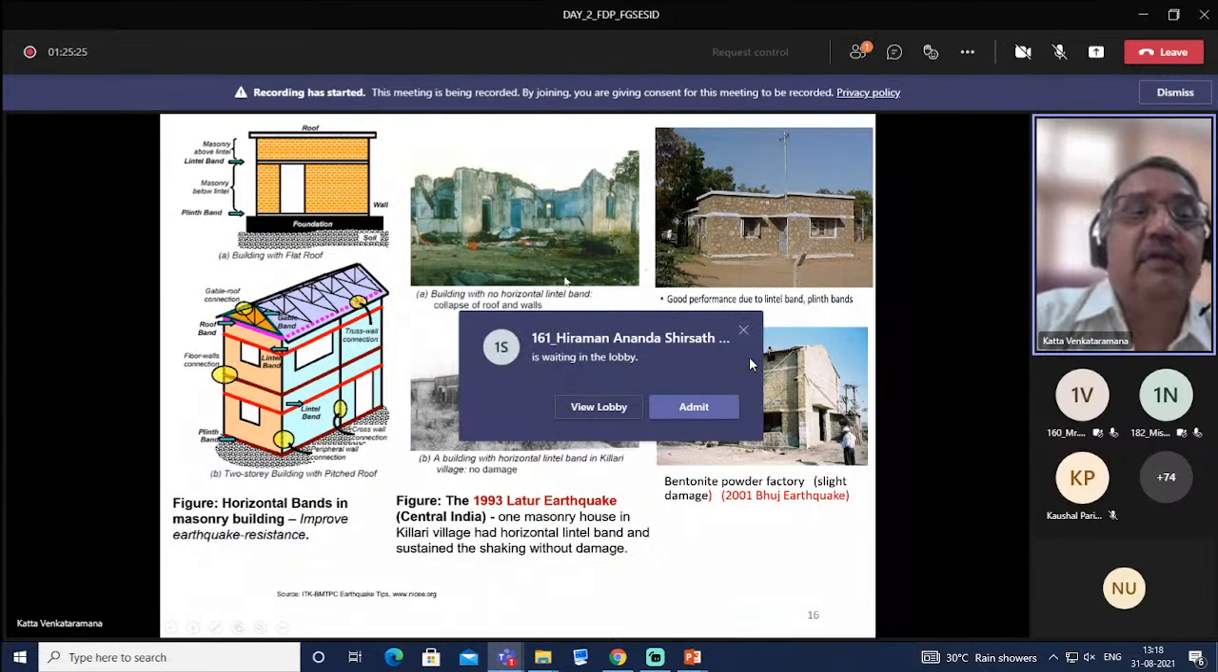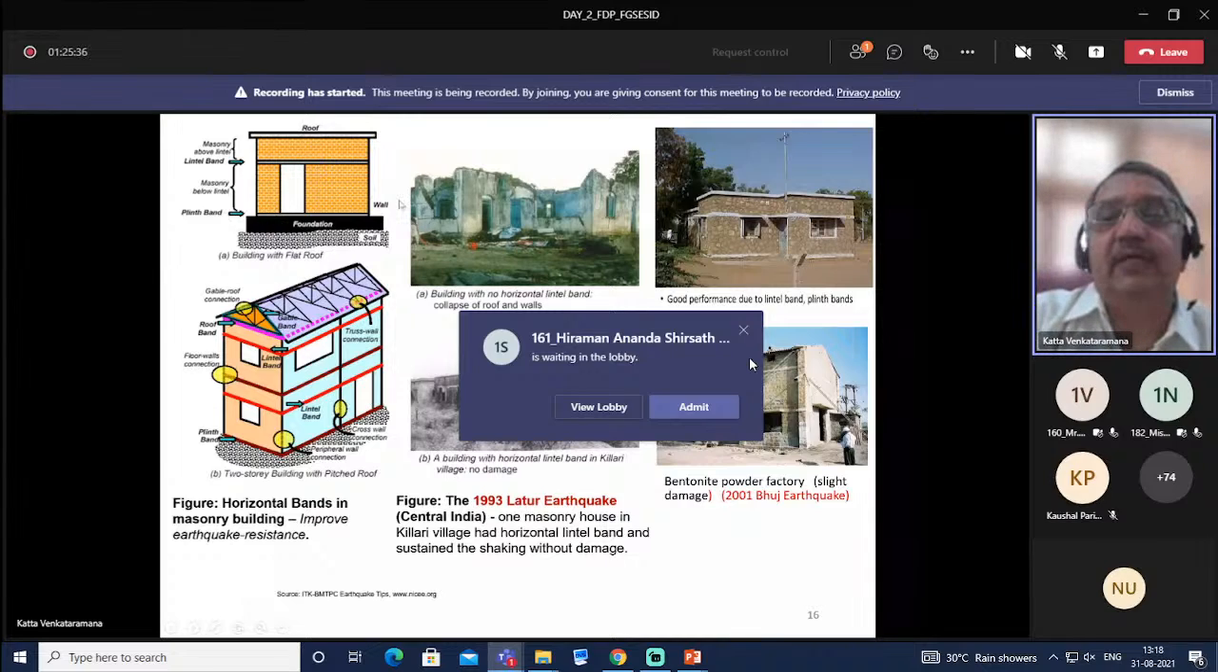In masonry walls, we can improve the earthquake resistant features by providing wooden or RC beams, which we call bands, at plinth level, at lintel level, and so on. As you can see in this right-hand side building, good performance is due to the lintel band and plinth band, whereas a building with no such bands has failed here. This is from the 1993 Latur earthquake, central India. One masonry house in Killari village had a horizontal lintel band. The cracks developed in the walls, but they could be repaired easily by grouting.